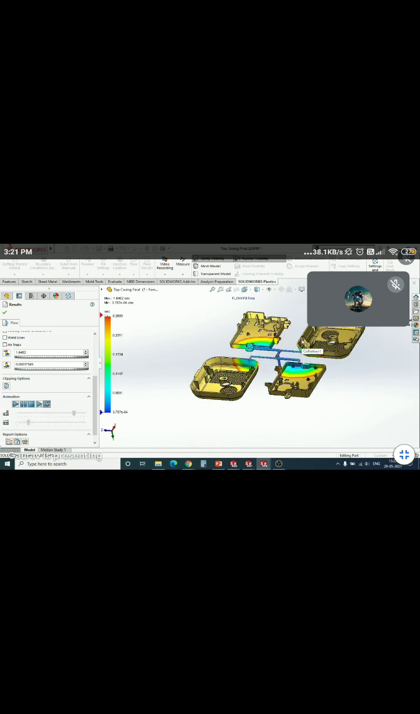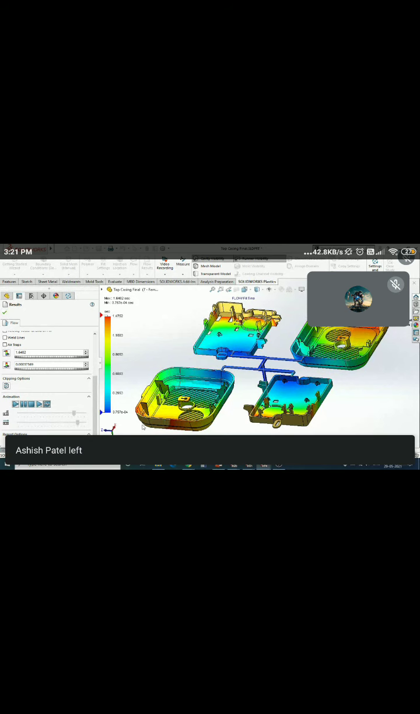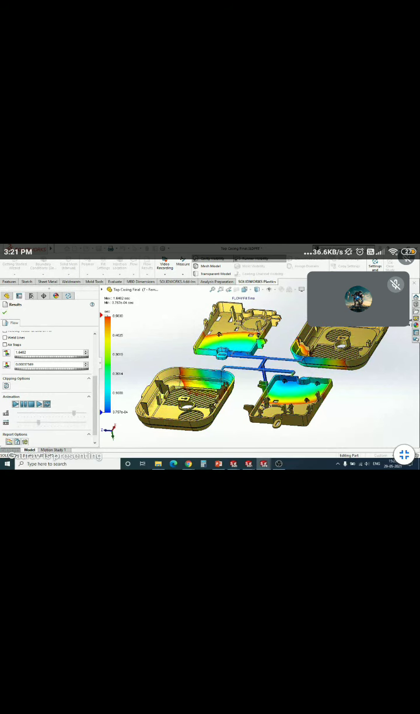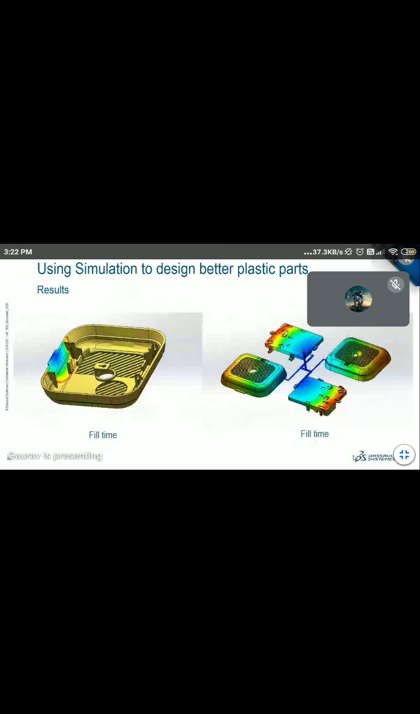Here it is. So you can design your virtual runner system also, runner system, gate design, and so on, correct? And then you can even perform runner balancing so that all the cavities get filled at the same time, or else one cavity may fill before another cavity. Those errors also might occur, correct? So with plastics, you can simulate to design better plastic parts.